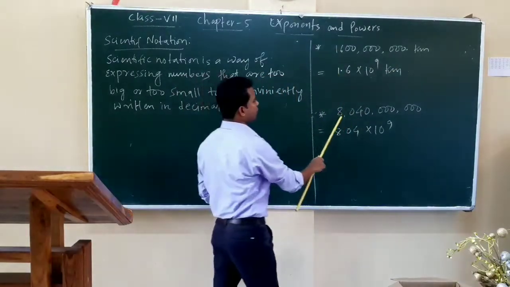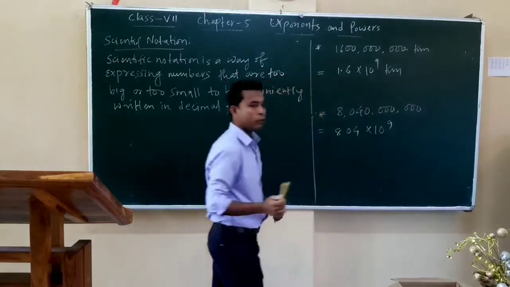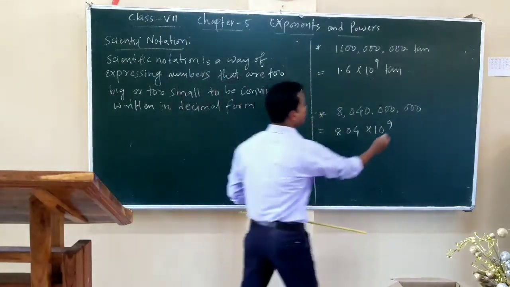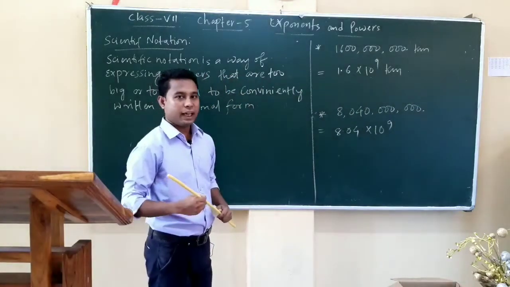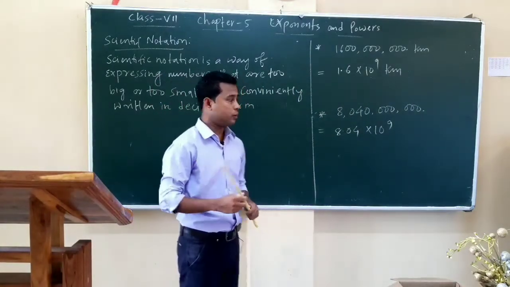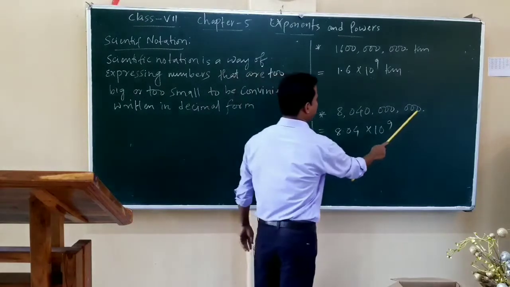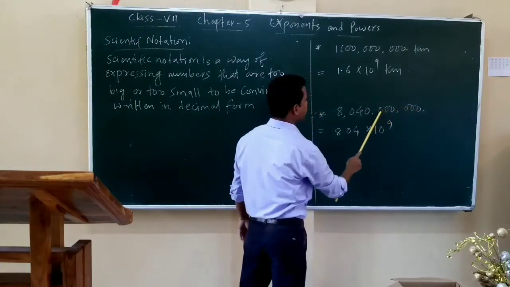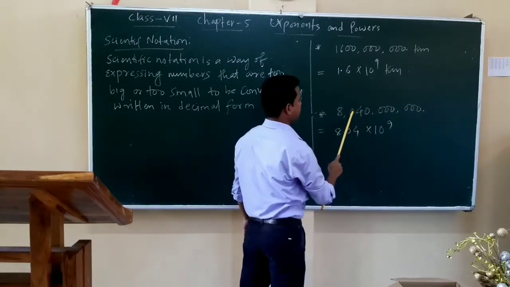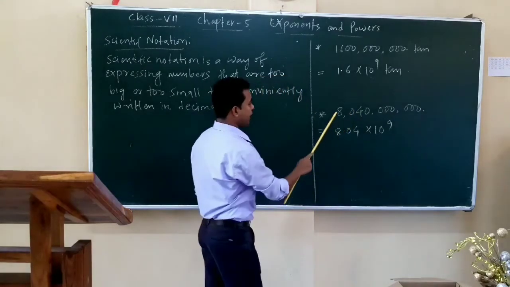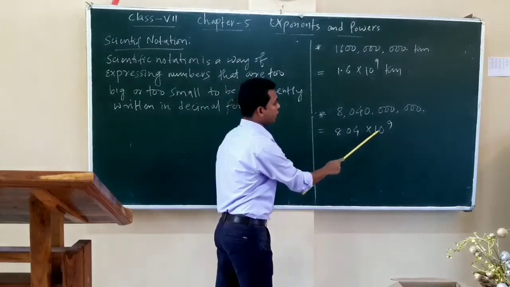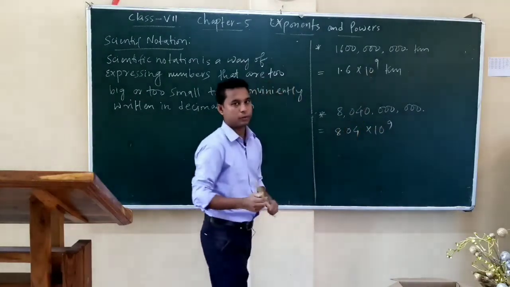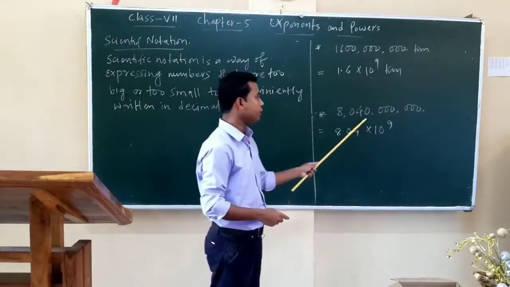Now suppose we have one more big number. How to write this number in scientific notation? Suppose the decimal is here. As I told you, the first factor should be between 1 and 10. So 1, 2, 3, 4, 5, 6, 7, 8, 9. So we write 8.04 into 10 raised to the power 9. This is the scientific notation of the given number.